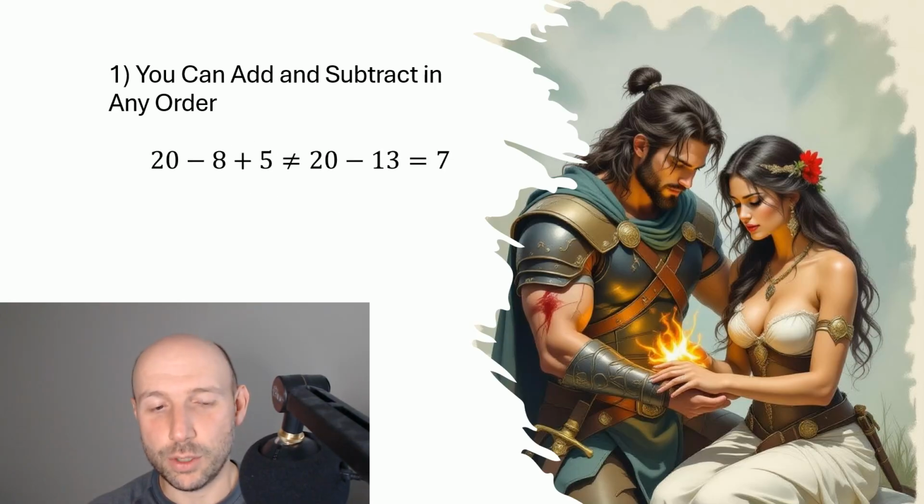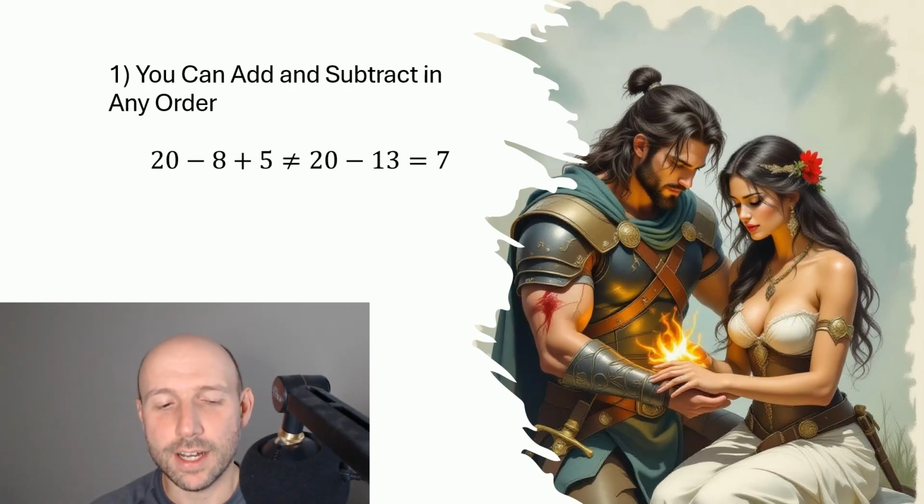Now, here's what you don't do. You don't do 8 plus 5 giving you 13 and then subtracting that from 20 and you end up with 7 hit points. That makes no sense anyways. You have 20 hit points, you lose 8 and gain 5. There's no way you're going to end up with 7.